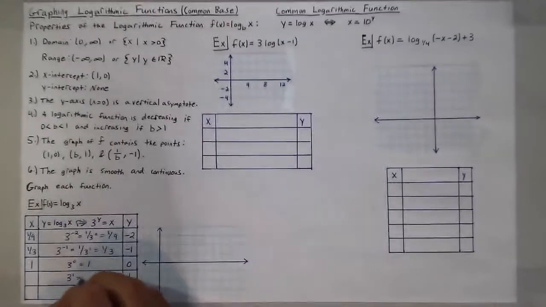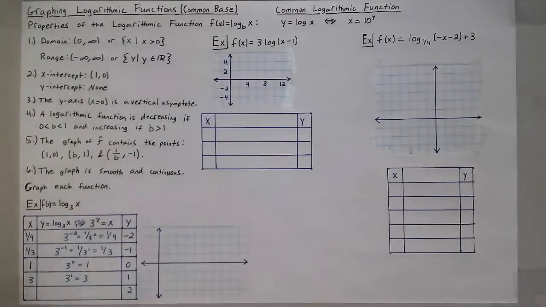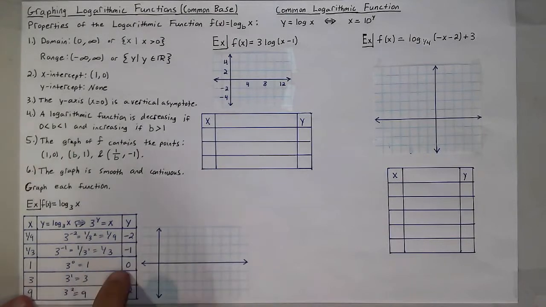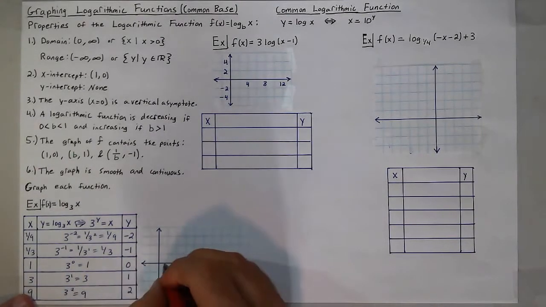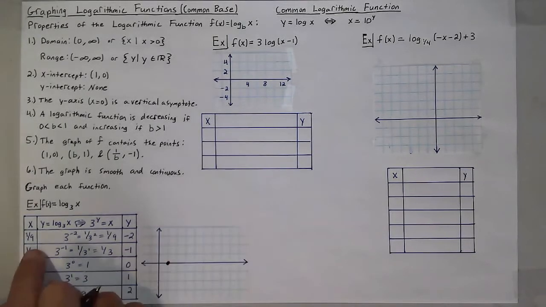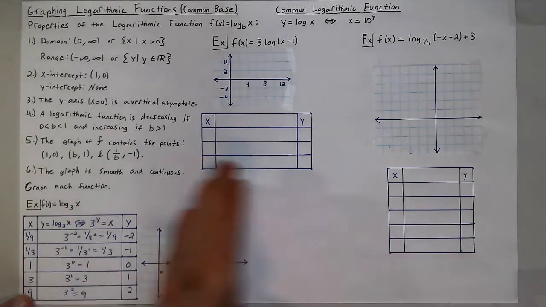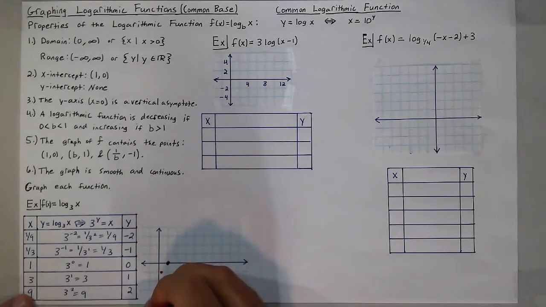3 to the first is 3. So when x is 3, y is 1. And 3 squared is 9. So when x is 9, y is 2. And when I go to plot these points, I'm going to start with my x-intercept, where x is 1 and y is 0. And then these points right here, when x is 1/3, y is negative 1. And when x is 1/9, even closer to 0, y is negative 2.